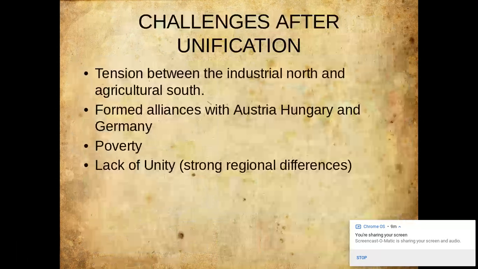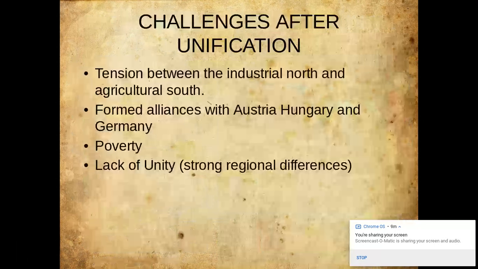So some challenges: once Italy was unified, okay, now what? Well, now you have two different parts of Italy. The North and the South were very different. The North was industrialized, the South was not. You have two different groups of Italian people with very different needs and wants. That led to some challenges amongst the government.